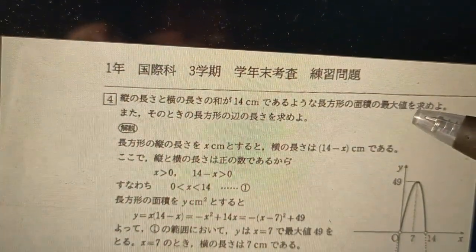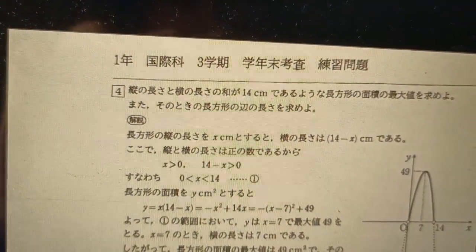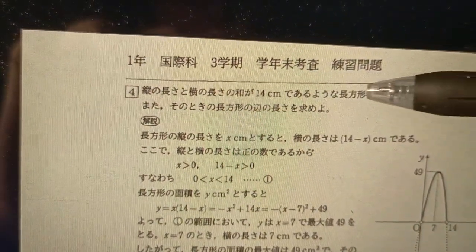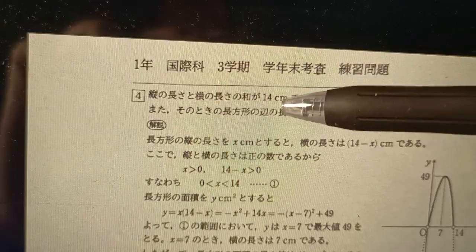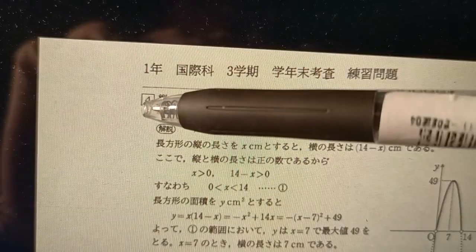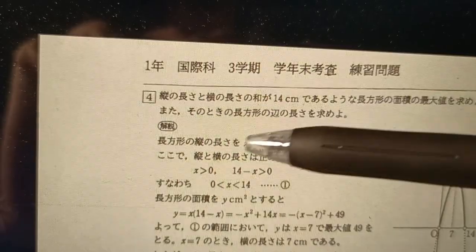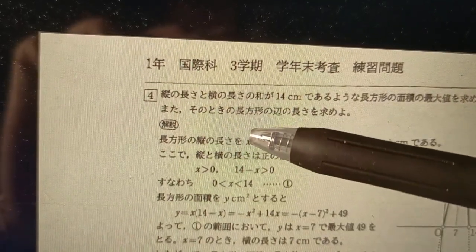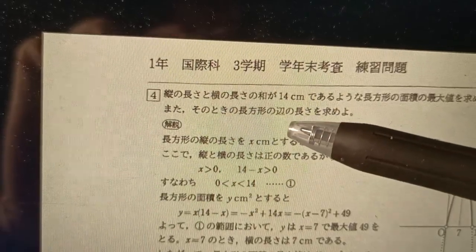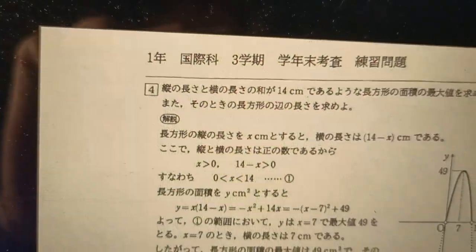The maximum is... let's find the maximum area of a rectangle where the sum of the height and the width is 14 centimeters. Then その時の長方形の周の長さを求めよう。And then let's find out the peripheral. Okay, keliling.